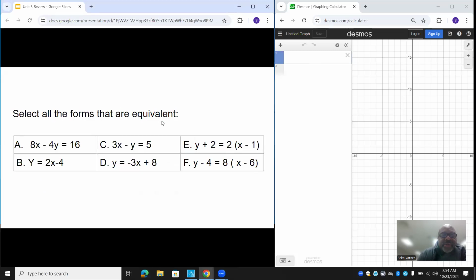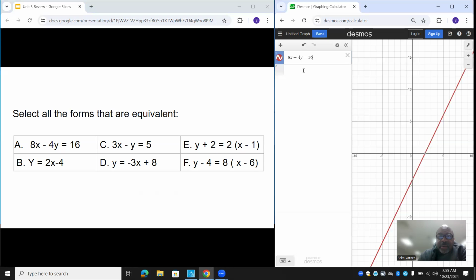Select all forms that are equivalent. The word equivalent means equal. So these are all linear equations. These are equations that make a line. So let me just type in 8x minus 4y equals 16. Now I'm using Desmos, and Desmos is embedded. It's part of the test. So when your student uses the test, or when you take the test, it'll have Desmos embedded. So I'm typing that in.